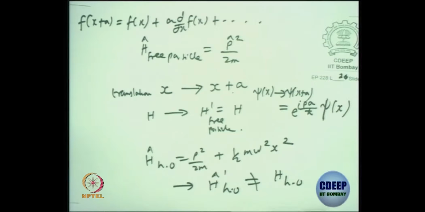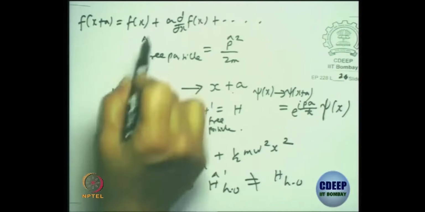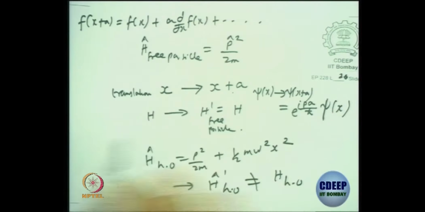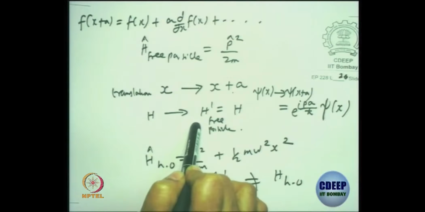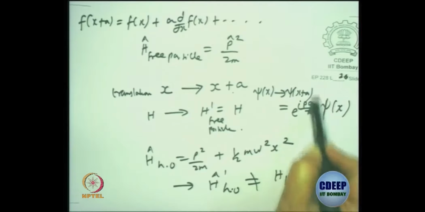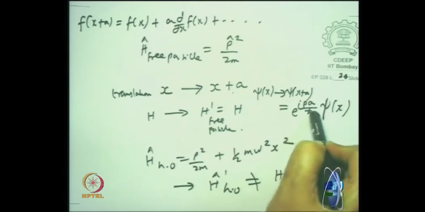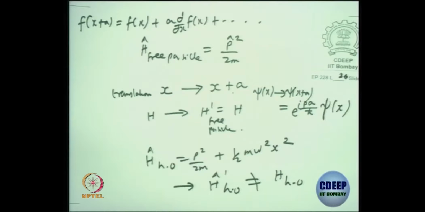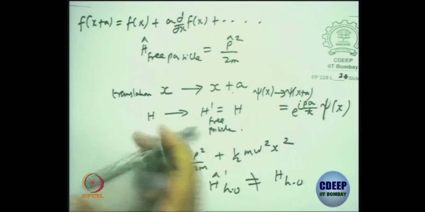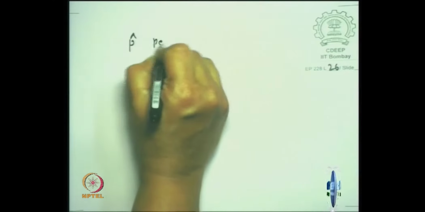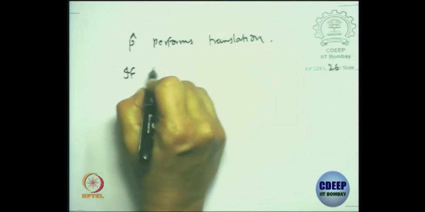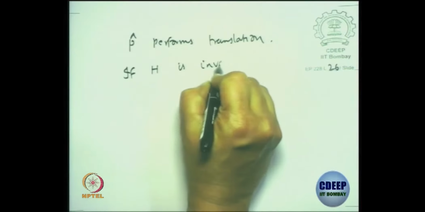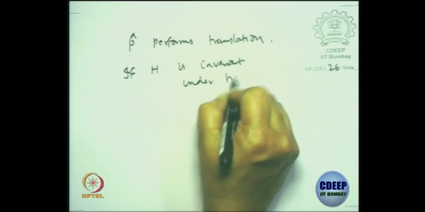Okay. What is the meaning of this? The free particle has the translation symmetry, whereas the harmonic oscillator does not have the translation symmetry. If there is a translation symmetry, the operator which performs the translation is the linear momentum. Linear momentum has to be conserved in quantum mechanics. So, let me write that. P performs translation if the Hamiltonian is invariant under translation.